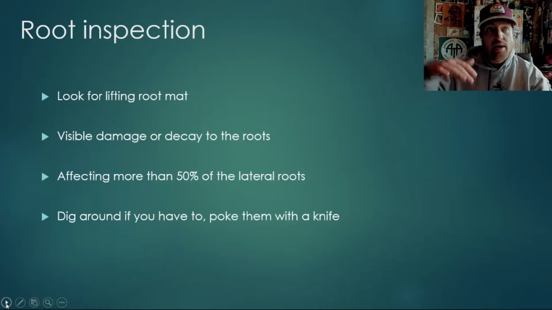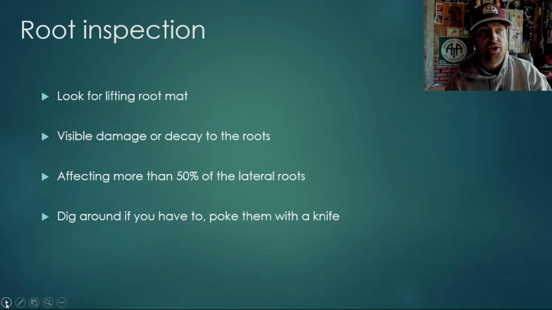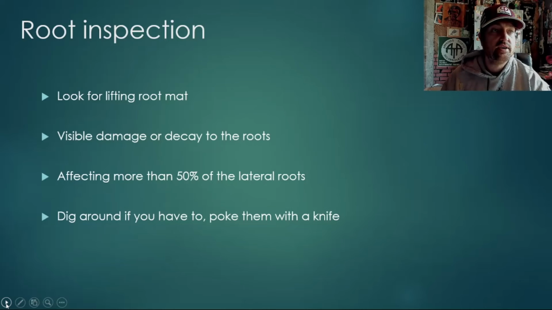So the lifting root mat we were talking about, and if there's visible damage and decay of the roots, especially if there's 3 or 4 roots on a spruce tree and 2 of them are burnt out, that tree is going to fall every time. Especially because the spruce doesn't have the tap root, affecting more than 50% of the lateral roots. So dig around, poke with a knife, they say. I like the sharp end of my files for my chainsaw, because they're deep enough and you can poke in there. No, don't use the filing end, because then you have dirt in your file.